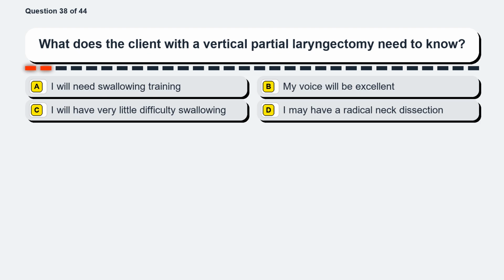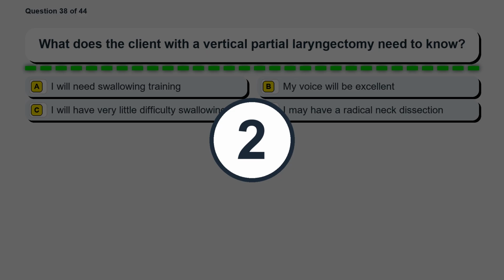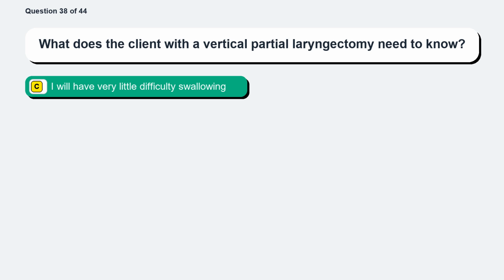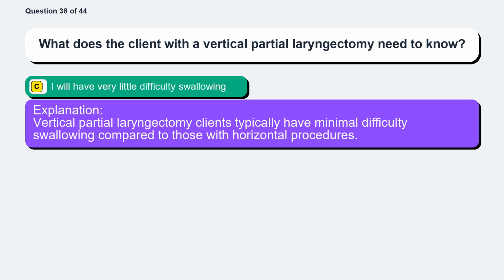Question 38. What does the client with a vertical partial laryngectomy need to know? Option A. I will need swallowing training. Option B. My voice will be excellent. Option C. I will have very little difficulty swallowing. Option D. I may have a radical neck dissection. The correct answer is option C. I will have very little difficulty swallowing. Vertical partial laryngectomy clients typically have minimal difficulty swallowing compared to those with horizontal procedures.